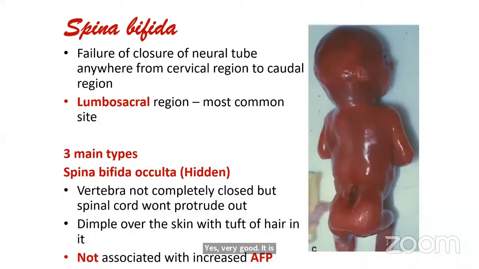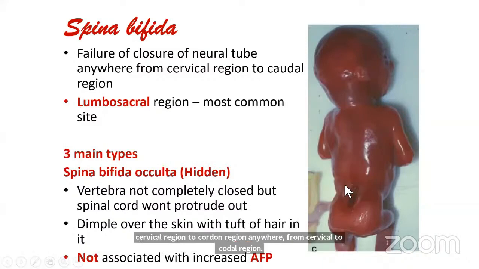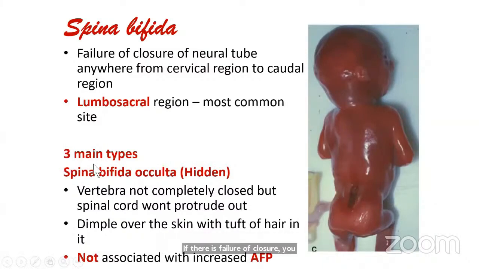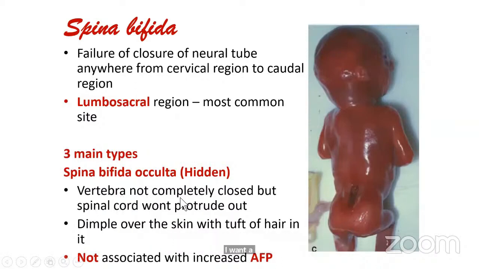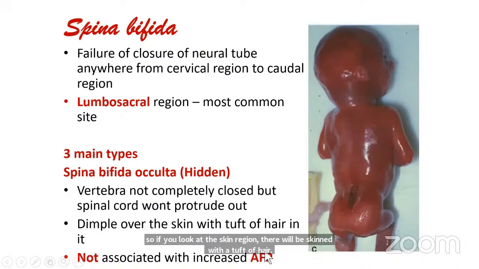So spina bifida means failure of closure of neural tube anywhere from cervical region to caudal region. And lumbosacral region is the most common site. There are mainly three types of spina bifida. One is spina bifida occulta. Occulta means vertebra is not completely closed, but spinal cord won't protrude out. If you look at the skin region, there will be skin with a tuft of hair. And it is not associated with increased AFP. That is very important. Spina bifida occulta, no increased AFP.